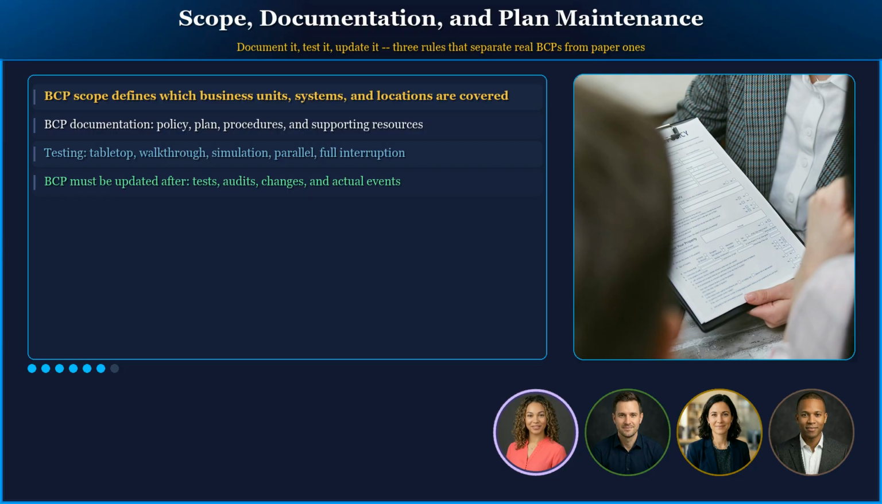George, you mentioned earlier that organizations often skip this step. The exam expects you to know why full interruption is the gold standard.